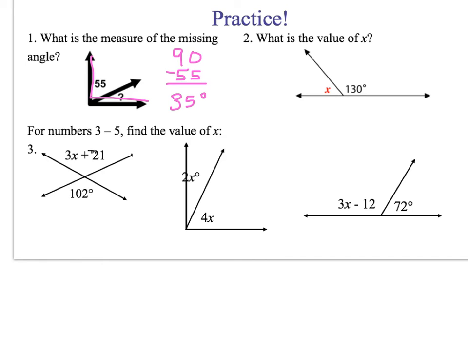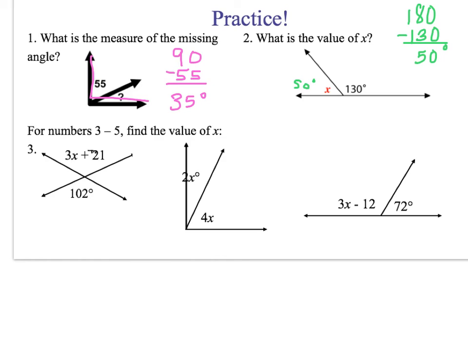Now take a minute, solve number 2, and enter your answer. So number 2, these angles are supplementary since they're on a straight line. So supplementary is 180. Take away 130 that I already have, and I'm left over with 50 degrees. So my angle x is 50 degrees.